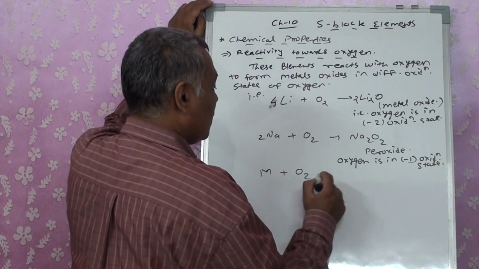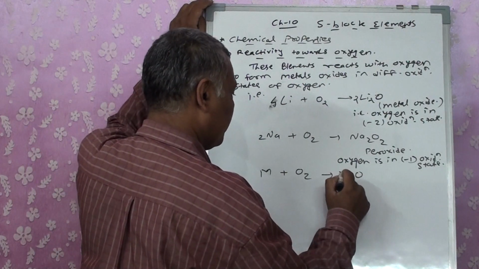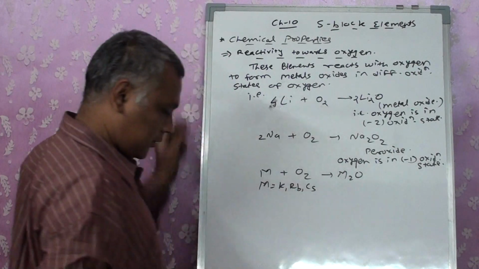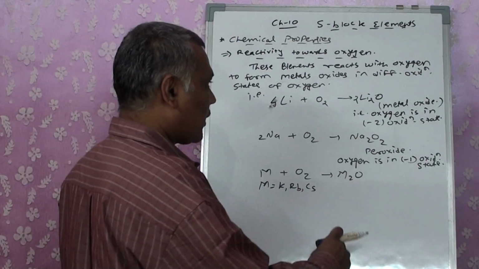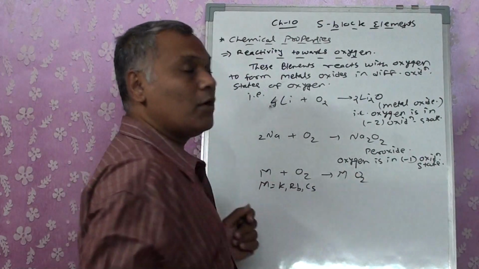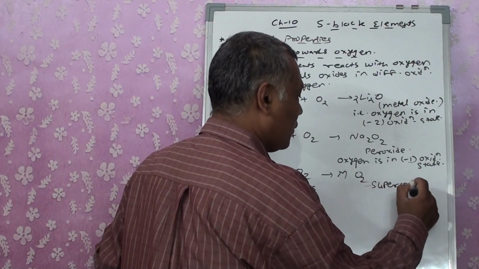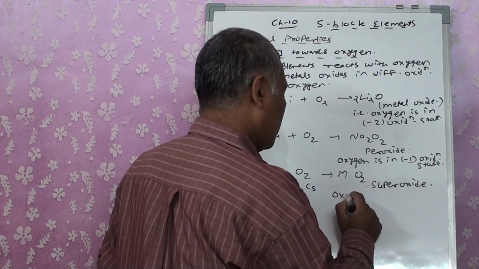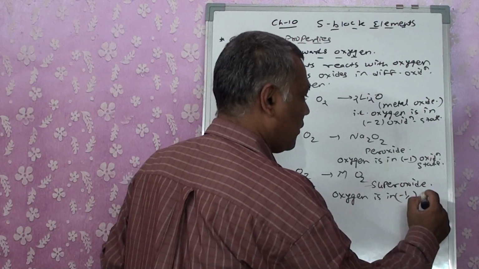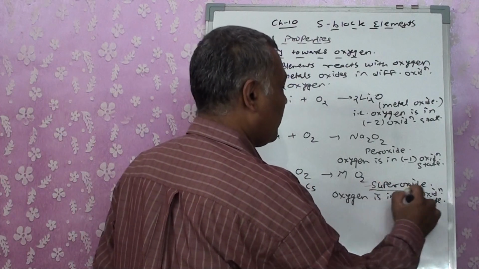Metal reacts with oxygen to form M2O. Here M is K, Rb, Cs. Here we are getting MO2. Metal reacts with oxygen. Here it is in the form of superoxide. That is, oxygen is in -1/2 oxidation state. It is forming superoxide.